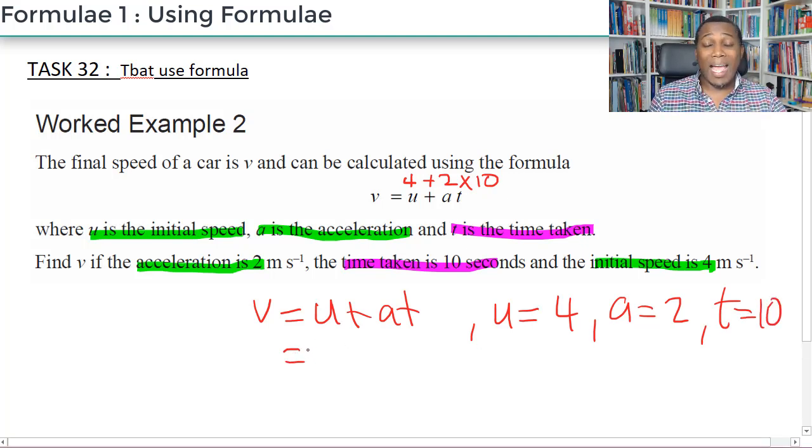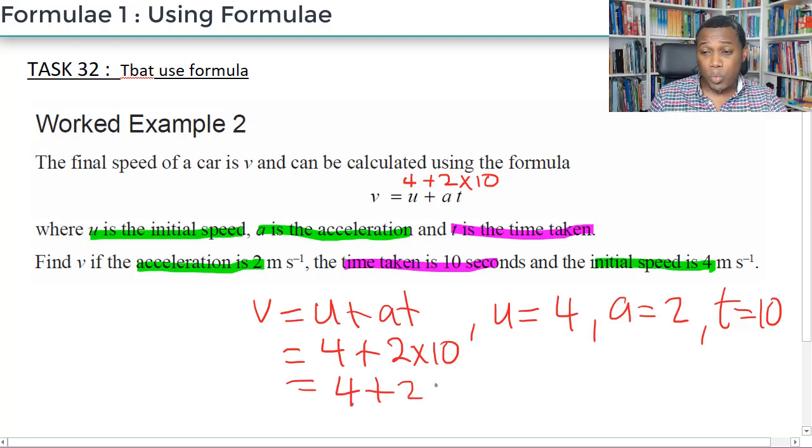And then you can now write, well, this is equal to 4 plus 2 times 10. BIDMAS applies, the order of operations applies. 2 times 10 is spot on 20. So we have 4 plus 20, which will give you 24. And speed, note, initial speed was meters per second, so the speed v will be in meters per second. It was not specified, but it will be meters per second.